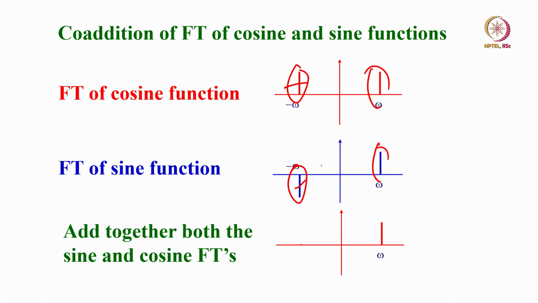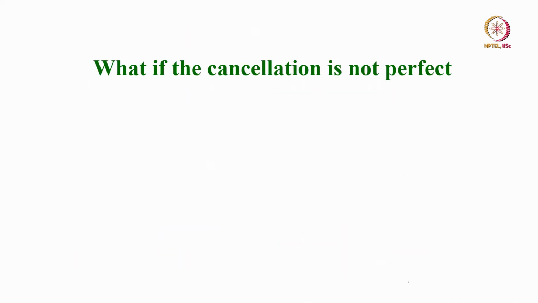This will cancel out, positive and negative signal, and you are going to get only one signal which is at plus omega. This is what we do. We can do very often. I can eliminate one of the components, imaginary component now. Sine component I removed, or negative component I removed. I get only positive signal by co-addition of the Fourier transformation of a cosine function and the sine function.